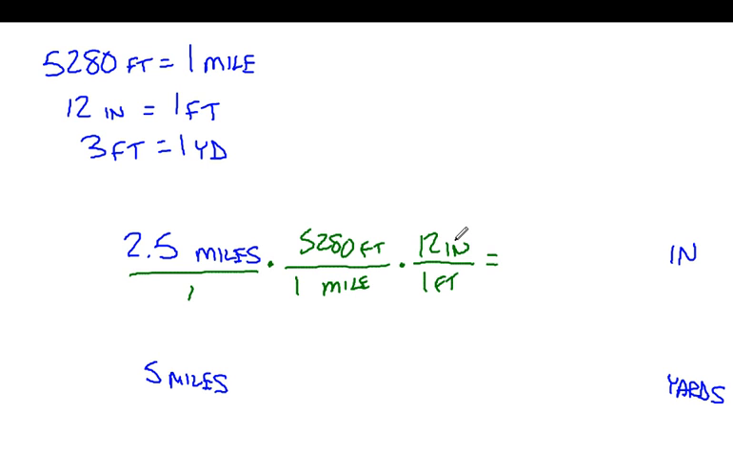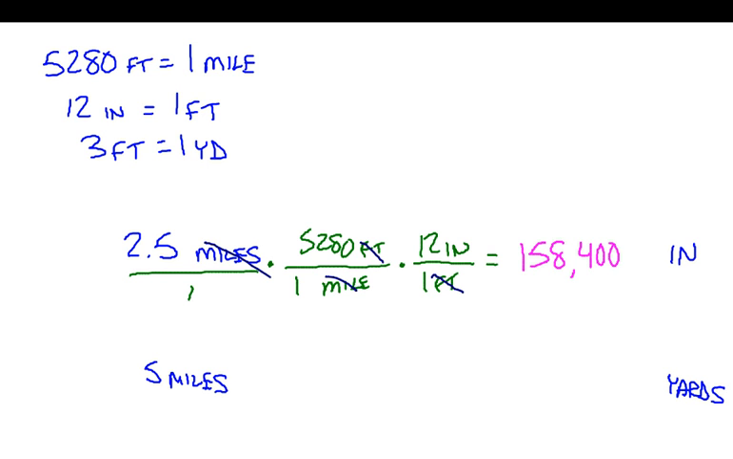Now I have the right units. These feet cancel out, these miles cancel out, and I'm left with whatever I have. I'm just going to multiply straight across. 2.5 times 5280 times 12. And on the bottom is 1 times 1 times 1. So I'll divide all that by 1. My answer is 158,400 inches.